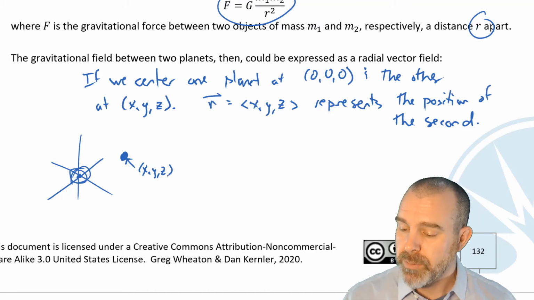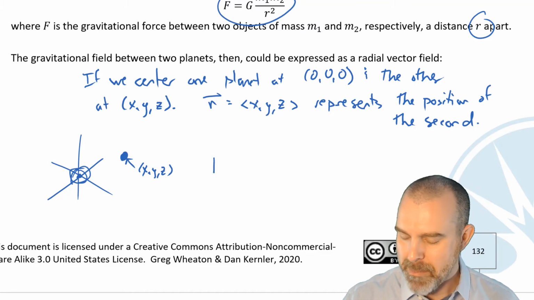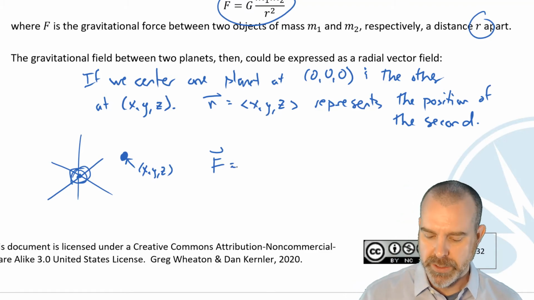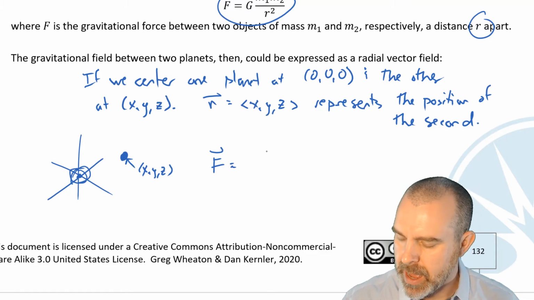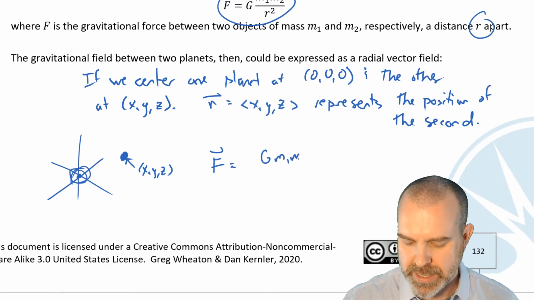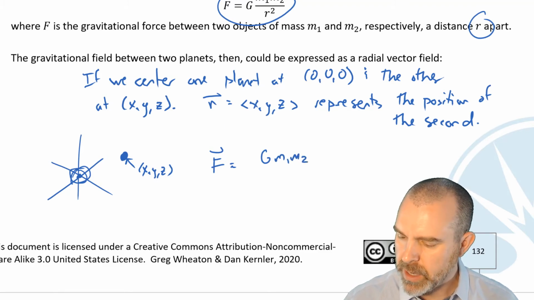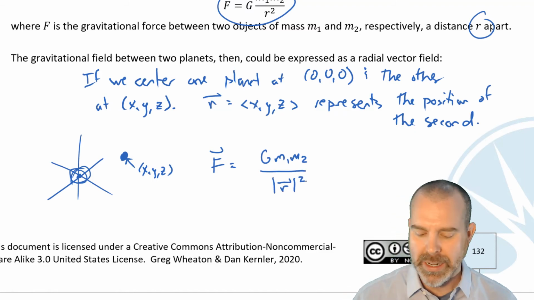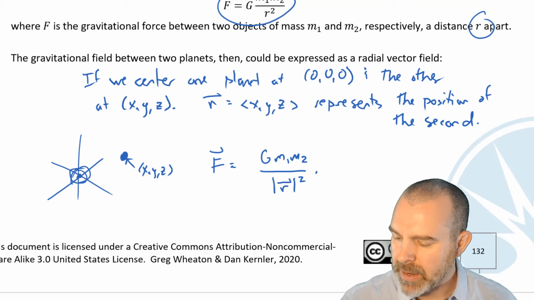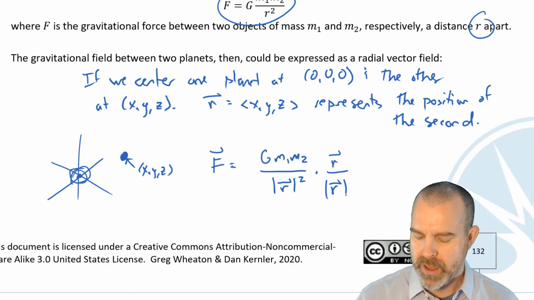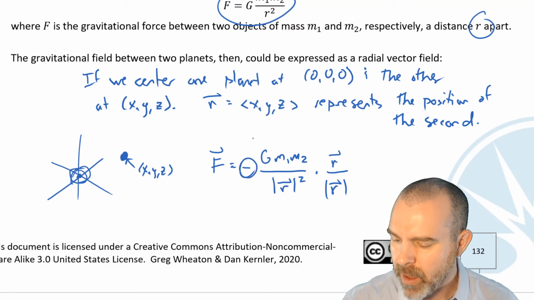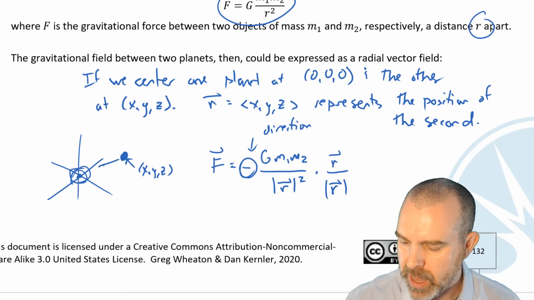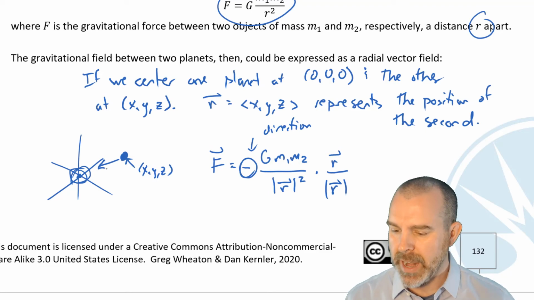So the force between the two planets ends up being a magnitude, or a vector field, where it is G times mass 1 times mass 2. And then the way we're going to do this is we're going to say it's over the magnitude of the distance between them, and then times a unit vector, r over the magnitude of r. And it would be negative here in this particular case because it's pulling in toward the first planet.